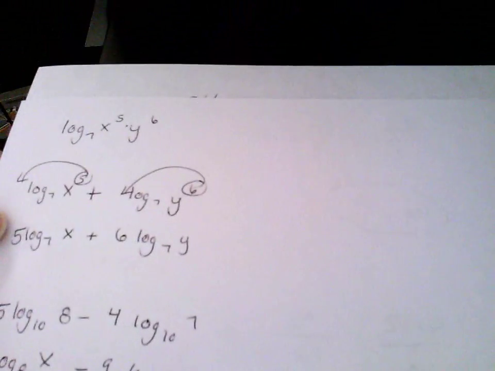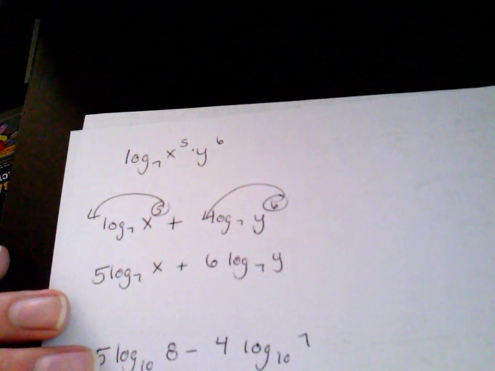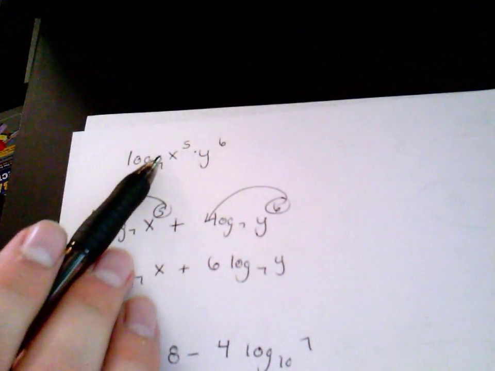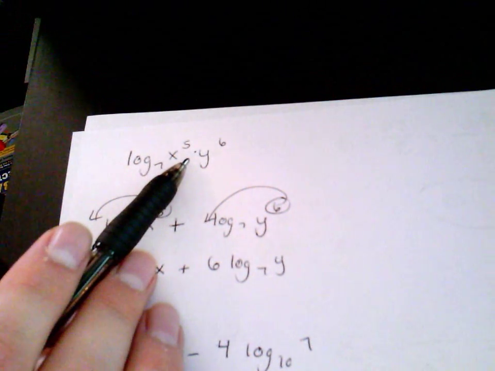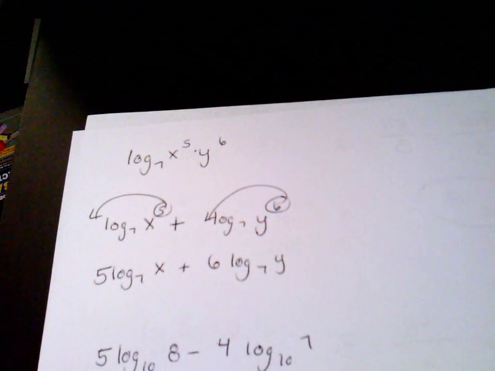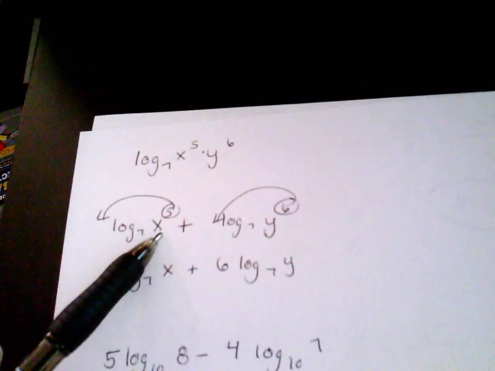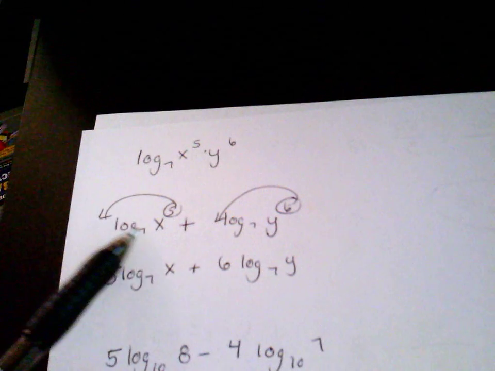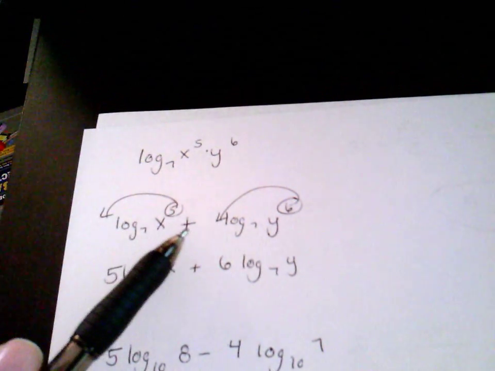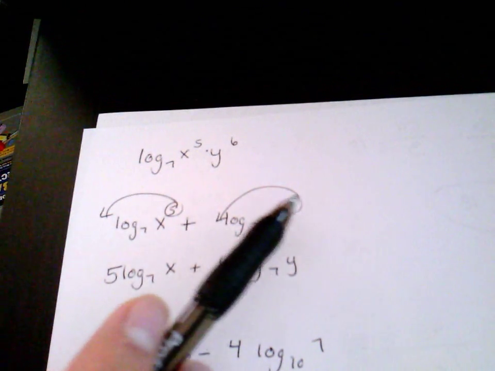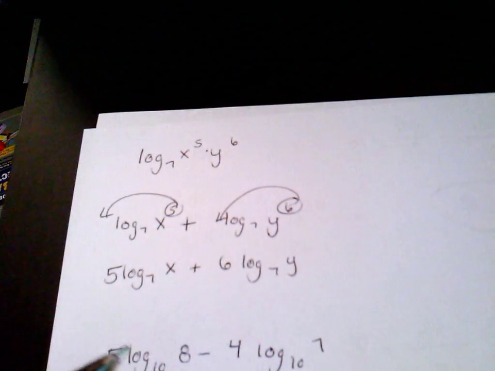But when it comes to this next part, so this one right here, we think of it like this. You have log base 7 of x to the 5th times y to the 6th. So first thing we know is we have multiplication. So we know we're adding. So I'm going to have log base 7 of x to the 5th plus log base 7 of y to the 6th. So I broke those up.